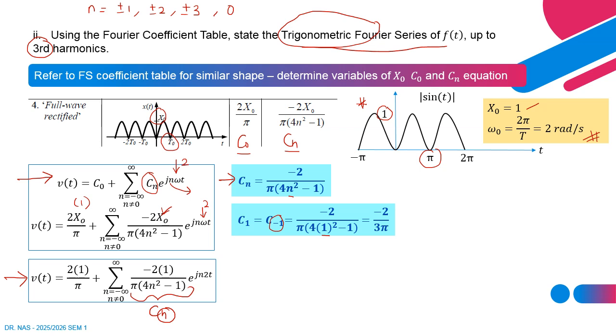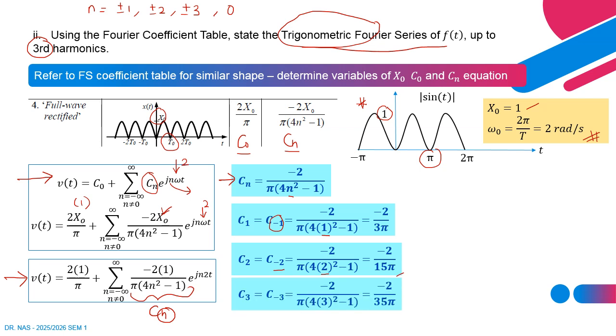Next, when n equals 2, replace n equal to 2, so you get negative 2 divided by 15 pi. When you replace n equal to minus 2, minus 2 squared becomes positive, so again you have negative 2 over 15 pi. For the third harmonics, when n equals positive 3 and negative 3, you replace n with positive 3 and negative 3, and you get the same Cn values.